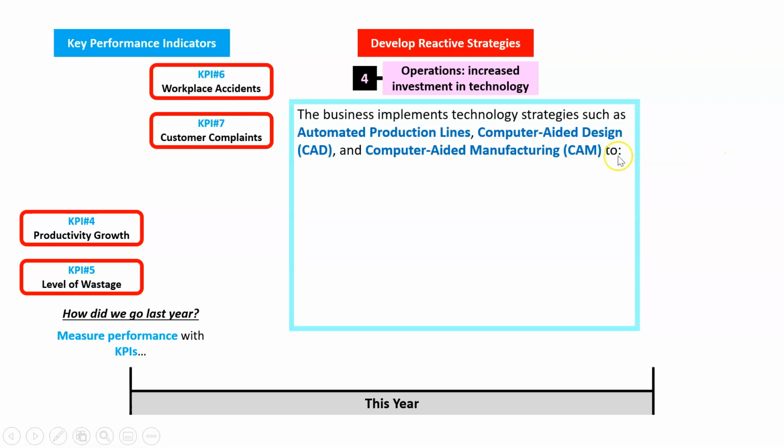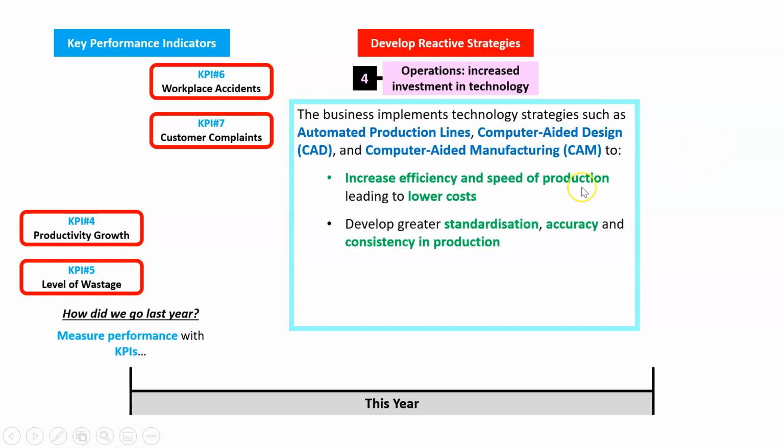And we'll do that because we'll use automation, computer-aided design, and computer-aided manufacturing to increase efficiency and how fast we can produce something. If we make something fast, we lower costs. We can also produce it to a greater degree of standardization, so every unit's the same and more consistent and accurate. And lastly, we can also automate repetitive and dangerous tasks. So if we do all those things, the main KPIs we're going to improve are these four here.